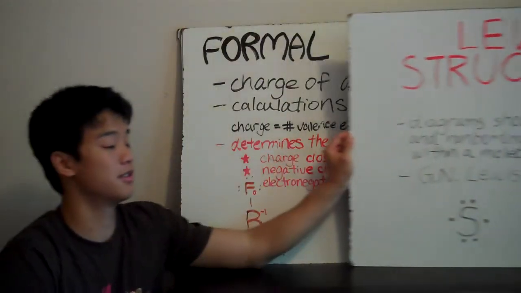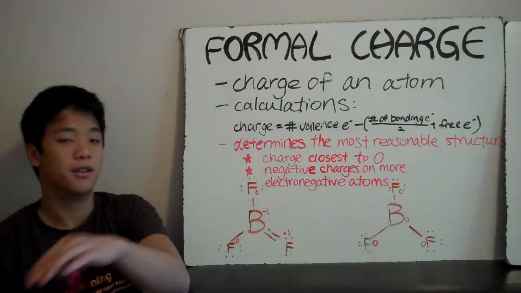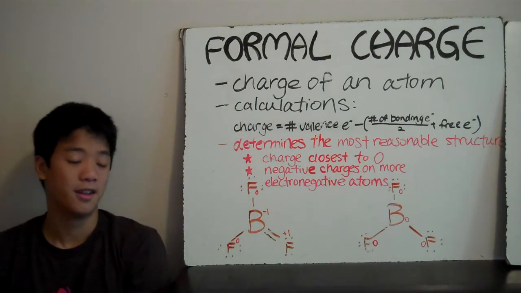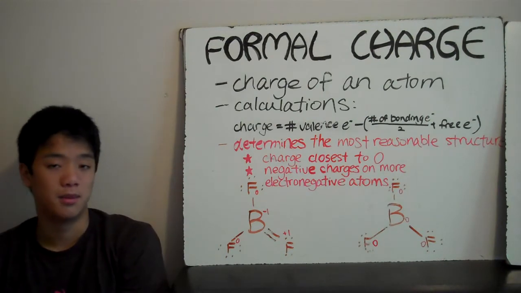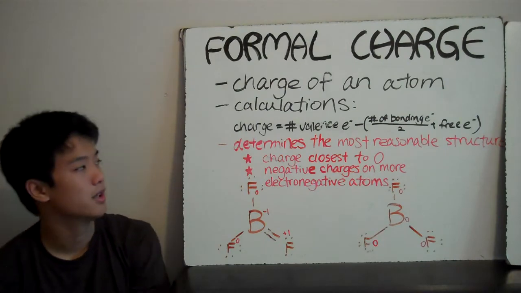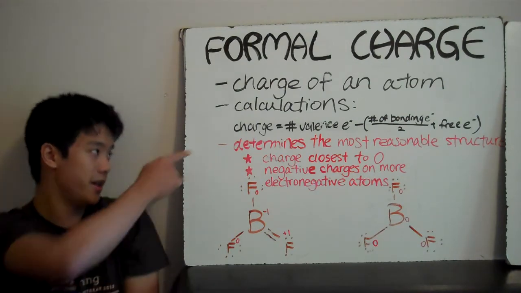So, in order to choose the most reasonable structure, we must know what formal charge is. And formal charge is the charge of an atom within a molecule when all of the other atoms in that molecule have the same electronegativity. And to calculate formal charge, we must know this equation right here.